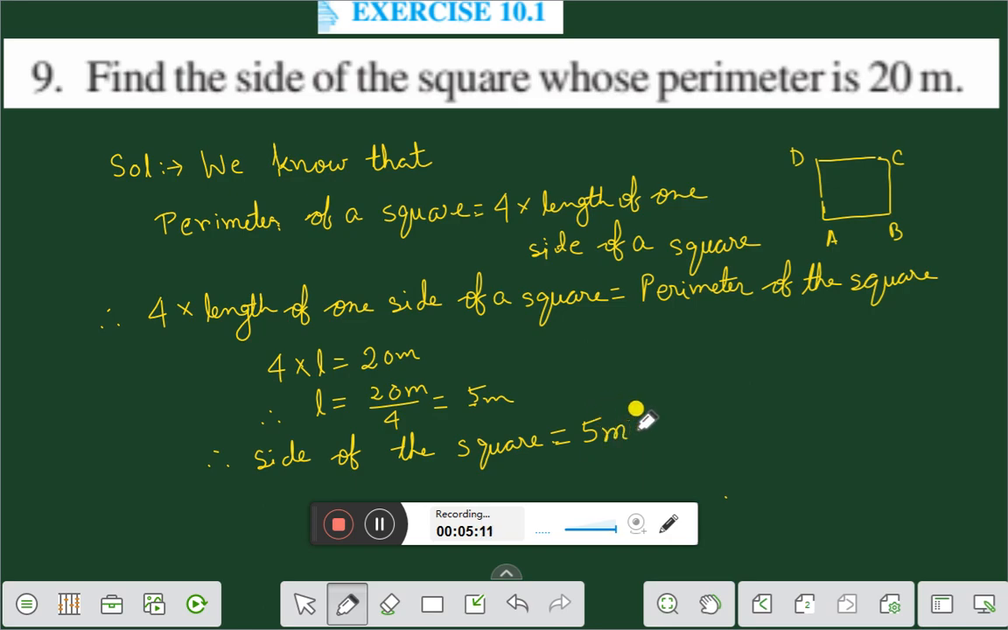Right? Here, I'm repeating once again, that is perimeter of a square is equal to 4 into length of one side of a square. Therefore, 4 into length of one side of a square is equal to perimeter of the square. Suppose the length of one side is L. Therefore, 4L is equal to 20 meter. 20 is the perimeter. Therefore, L is equal to 20 by 4, that is 5 meter. Therefore, we can say that side of the square is equal to 5 meter. This is the solution of question number 9.